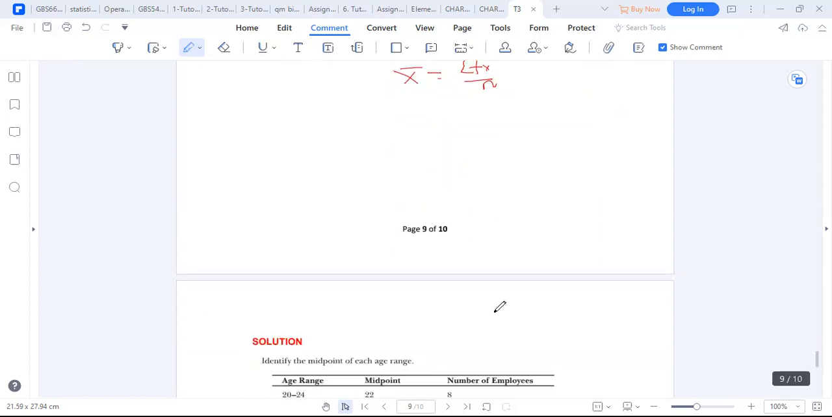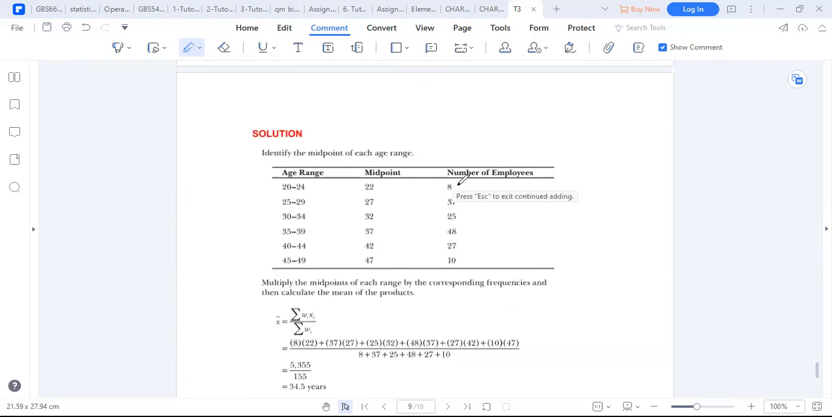So the total here, when we add them up, we're going to get 8 plus 37 plus, so this total here is 155. So multiply this by that, this by that, this by that, this by that. The total here we're going to get is 5355. The total here, if you want, you can get it.